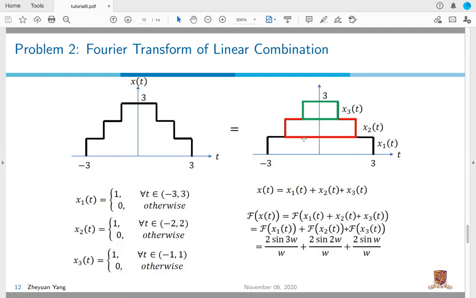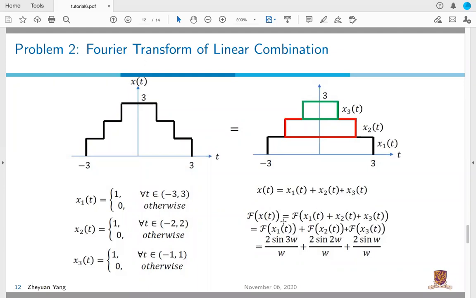The second signal is the red signal. It is equal to 1 from -2 to 2. And the third part is also equal to 1, but now it's from -3 to 3. So x(t) is equal to x1(t) plus x2(t) plus x3(t).